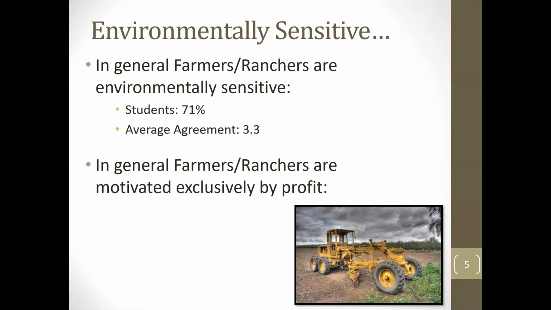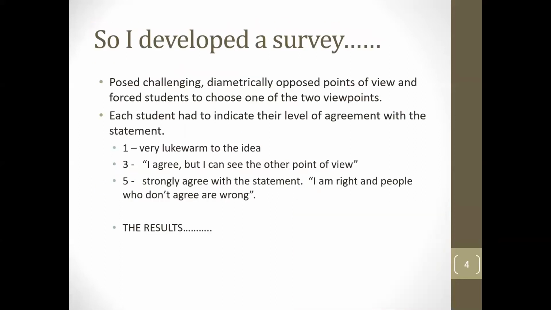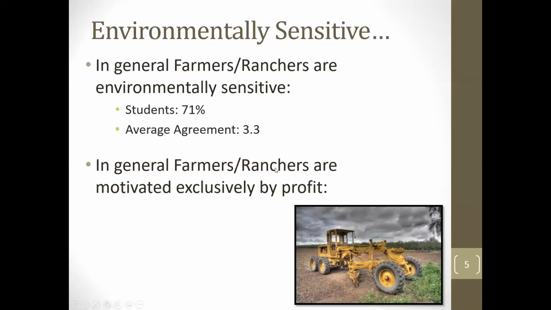So about 70% of the students align themselves with the statement that in general, farmers and ranchers are environmentally sensitive, with an average agreement of 3.3. If we look back, that's again, I agree, but I can see the other point of view. Now that means the remaining 29% of these students said, in general, farmers and ranchers are motivated exclusively by profit, with an average agreement of 2.7.